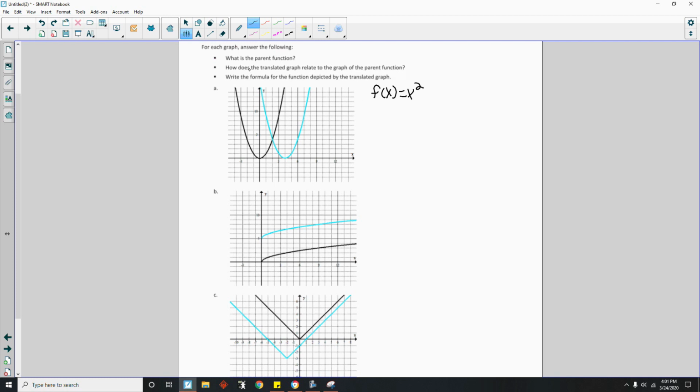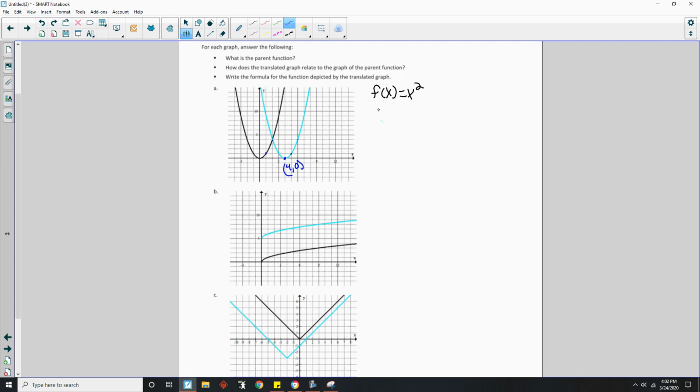How does the translated graph relate to the graph of the parent function? The translated graph is the turquoise graph, if you will. I don't know if you'll be able to see that, so I'll just stay with blue. This point right here is the point 4, 0. So it is shifted to the right 4, but then if I go over 1, up 1, I'm on the function just like I was here. If I go over 2, up 4, I'm on the function just like I was there. So they are congruent functions, just one is shifted.